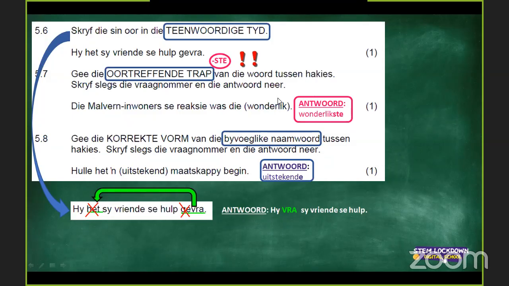If your base word they've given you ends on an S, then you will still add STE and you will have a double S at the end of the word.